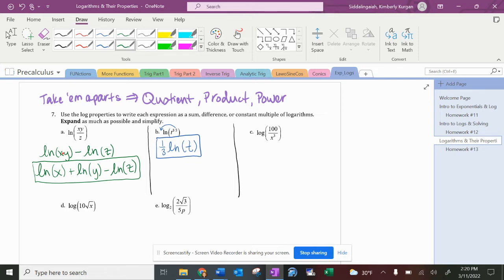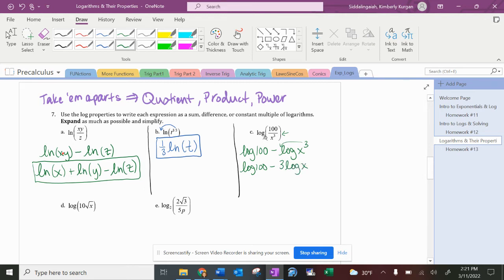All right. Letter C has a new twist to it. So I want to remind you that when the base is not written and you see log, it's base 10. So this is log of 100, minus log of x to the third. I'm taking apart this division. Now there's no multiplying, but there is a power. So log of 100 minus, I'm going to bring that 3 down in front, 3 log of x.